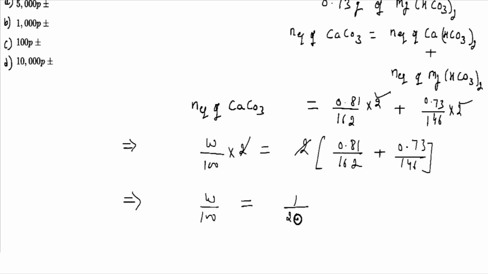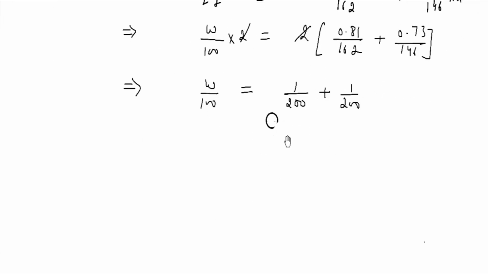So 1 divided by 200, and it is also equal to 1 divided by 200, right? Now, further solving it, I will get W is equal to 2 divided by 200, right?